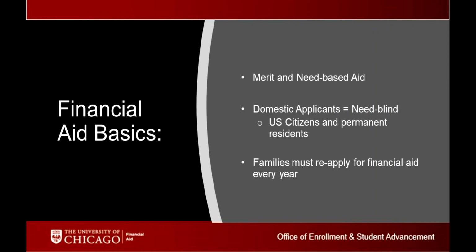For domestic applicants, we are need blind, meaning if you're a U.S. citizen or eligible non-citizen, we do not take into consideration how much income families may have when admitting them into the institution. So that is a benefit of being a domestic applicant. And of course, you do need to reapply every year. So even if you are a fully funded student, you do need to reapply for aid for all subsequent years.